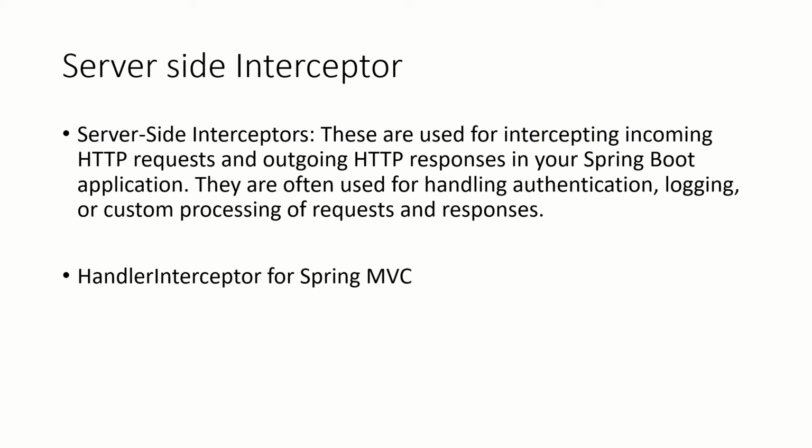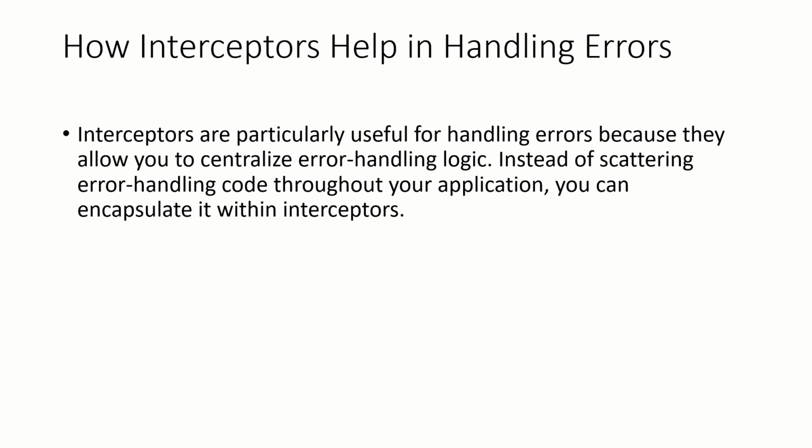So these are the two different types of interceptor we have in Spring Boot. One is the client side and the second one is the server side. Now coming to how interceptors help in handling errors. Interceptors are practically useful for handling errors because they allow you to centralize error handling logic. Let's say you have an application and your application has 100 or more APIs. How can you put a centralized logic to handle the errors for all those APIs in one place? That you can do using the interceptor.